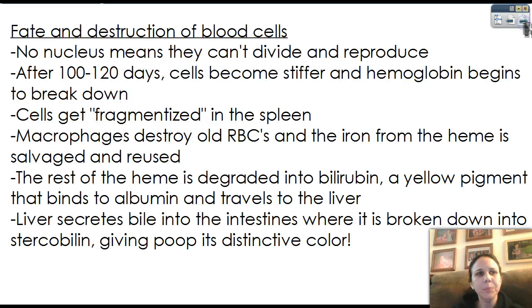What happens when your blood cells are done? Well, they only last about 100 to 120 days. They don't have a nucleus, so they can't divide, they can't reproduce. So they start to get old.